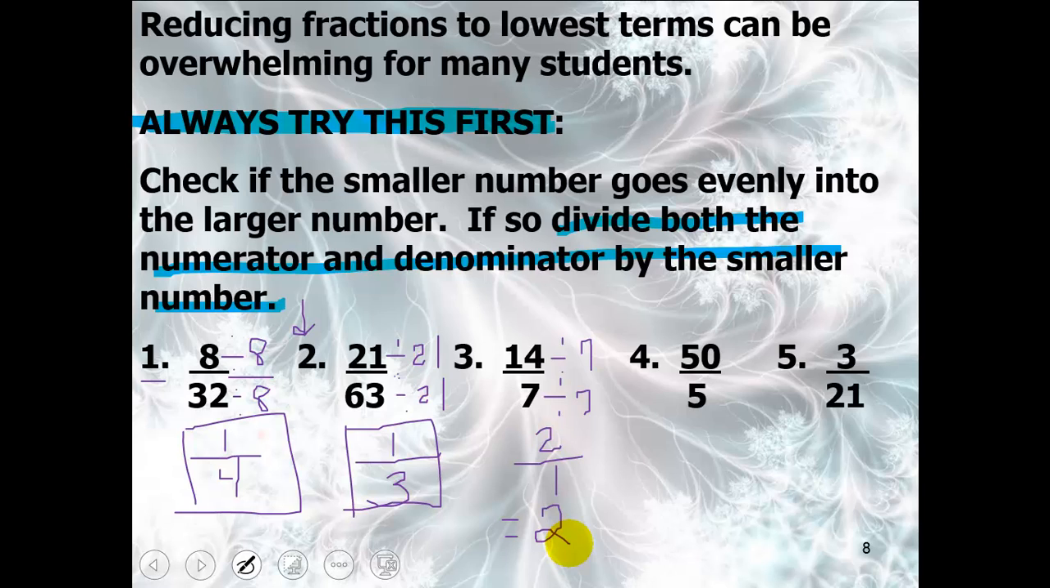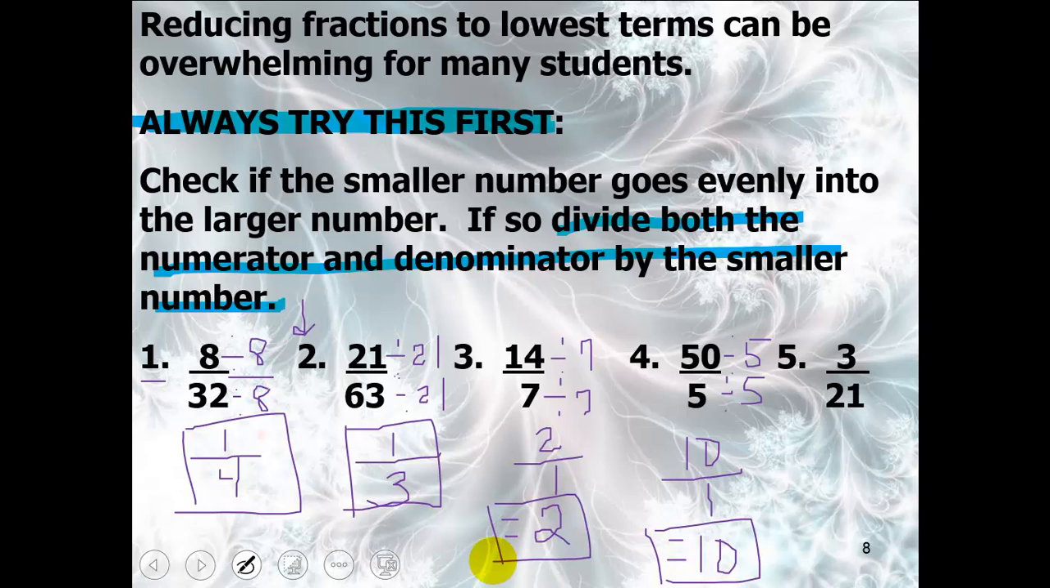Okay, welcome back. I'm going to do number 4 right now, and I asked myself, does 5 go evenly into 50? It sure does. So I'm going to divide top and bottom by 5. 50 divided by 5 is 10. 5 divided by 5 is 1. So I get a final answer of 10.